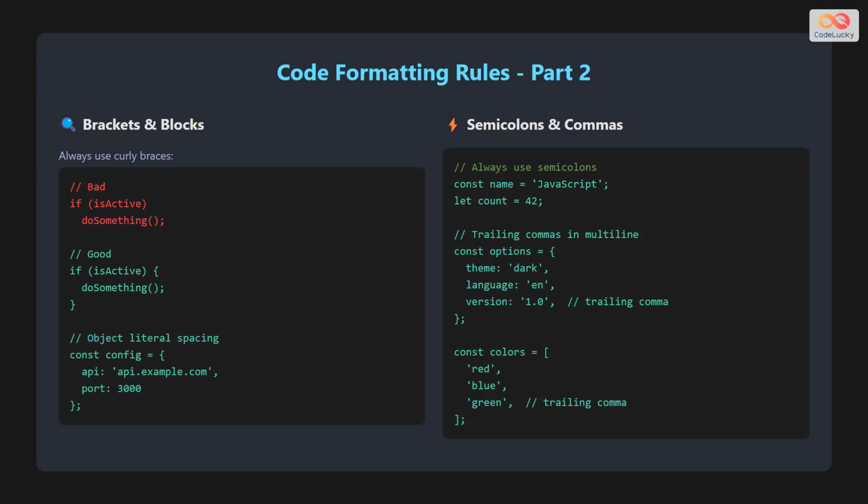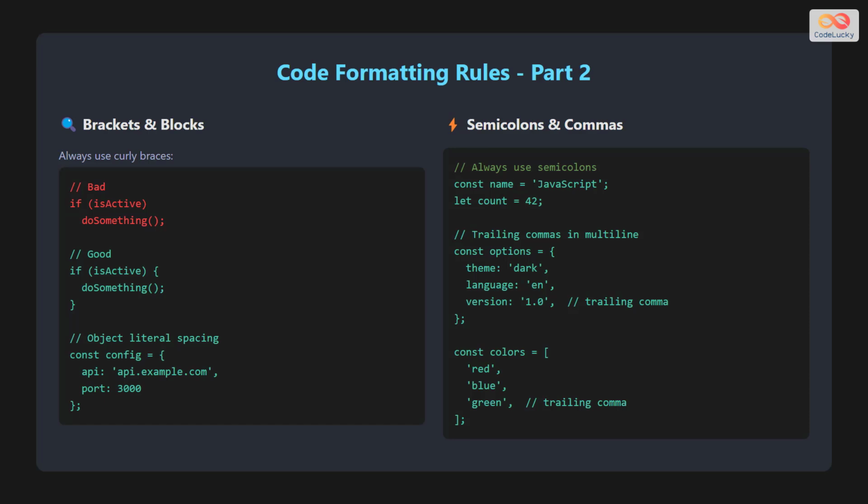Continuing with code formatting rules, let's discuss brackets and blocks. It's a good practice to always use curly braces, even for single-line statements. This makes the code consistent and easier to maintain. Also, when using object literals, ensure that there is proper spacing between the keys and values.